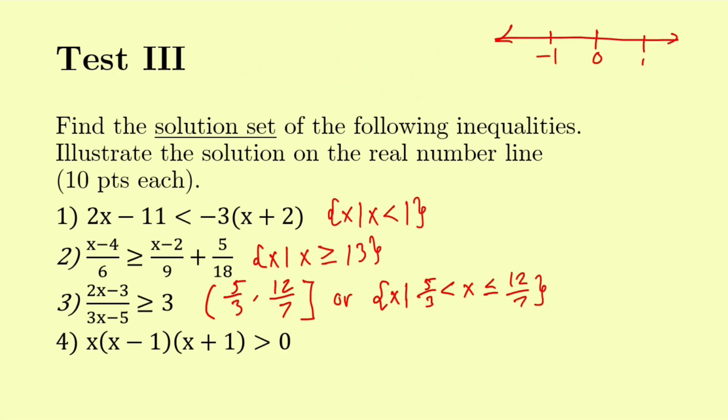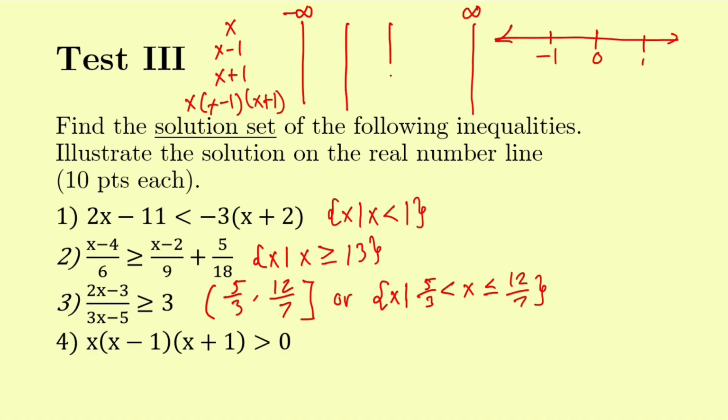So, let's write the factors. X minus 1, x plus 1, tapos yung buo, x times x minus 1 times x plus 1. Then, we will write negative infinity sa pinaka-left, positive infinity sa pinaka-right, and then, lagyan natin yung mga critical values, negative 1, 0, and 1. Now, in this case, we will find a test value for each interval.